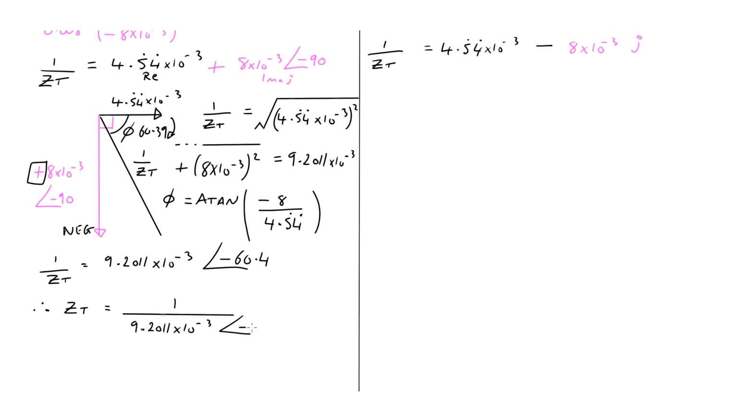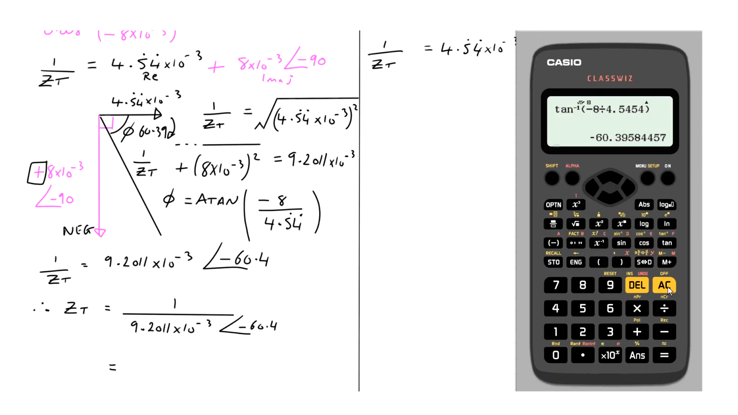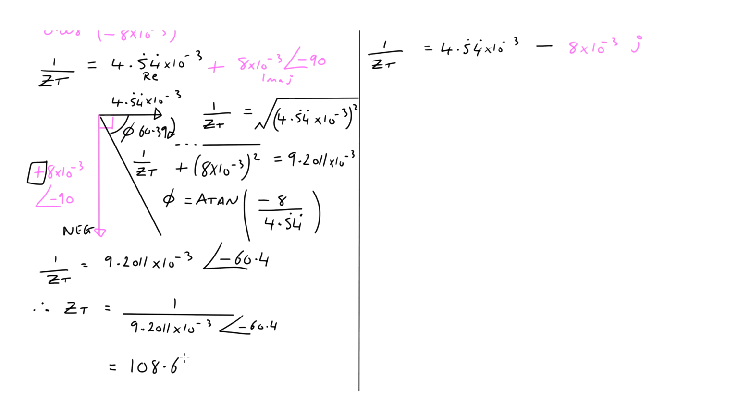But we haven't quite got the total impedance yet. We need to take the reciprocal. So we do 1 over 9.2 times 10 to the minus 3 for the modulus. That's 108.68 ohms. And then we do 0 take away minus 60.4, which is positive 60.4 degrees. So that's the total impedance in polar form. But you have to use rectangular to some degree, even when you're doing polar.